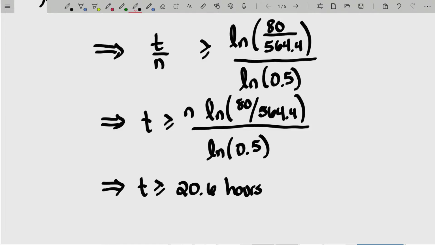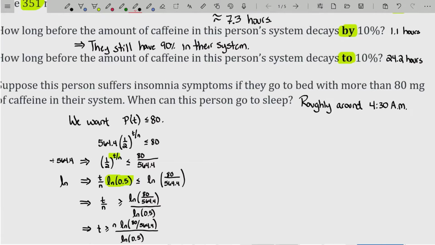So let's see, 8 a.m. is when this person had this coffee. 20 hours after 8 a.m. is 4 a.m. and another roughly half an hour. And it's going to be about 4:30 in the morning that this person can actually go to sleep. Roughly around 4:30 in the morning.